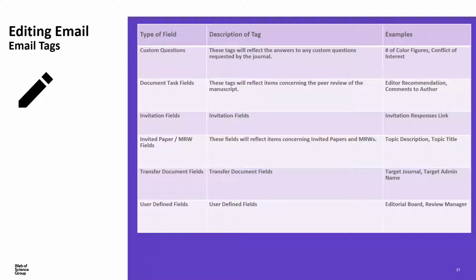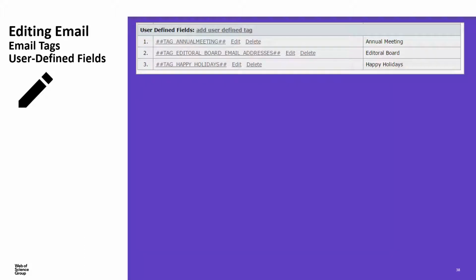If you work on more than one journal, it is good to know that you could have different tags for each site. At the bottom of every tag list, there is the ability to add user-defined tags. These tags can be used to create custom information that you can pull into your email templates. Click on Add a User-Defined Tag to open up the tag creation window.